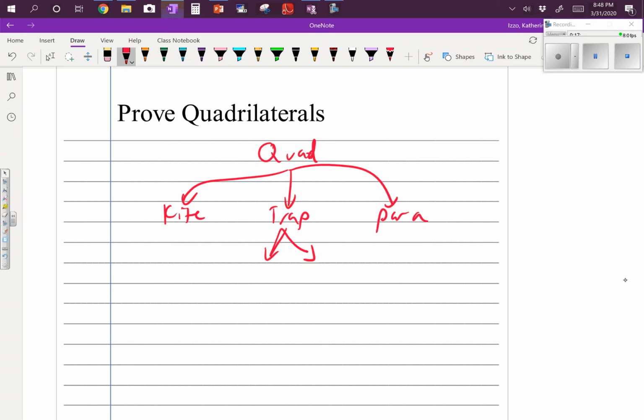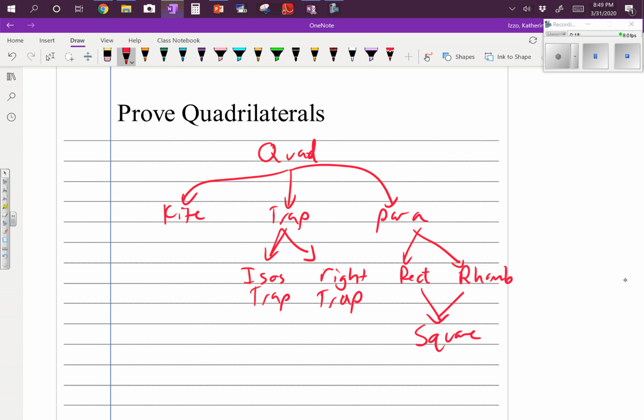Trapezoid then had 2 different babies. That was the isosceles trapezoid and the right trapezoid. Parallelogram had 2 babies. That would be the rectangle and the rhombus. And then rectangle and rhombus had a very special relationship and made a square. Hey, they've got issues. What do you want?